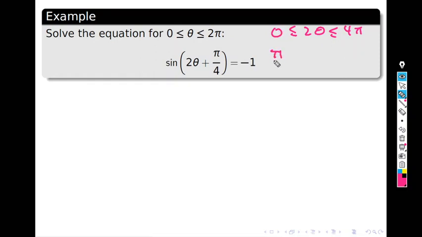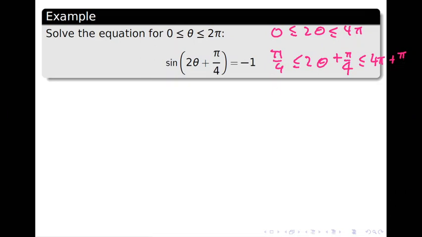Now, to make it really work, we've got to add in another pi on 4. So if you think about it, 0 plus pi on 4, that's just pi on 4. So pi on 4 is less than or equal to 2 theta plus pi on 4, which is less than or equal to 4 pi plus pi on 4. Just move my pens out of the way. Where are we? Pi on 4. And there we have it.